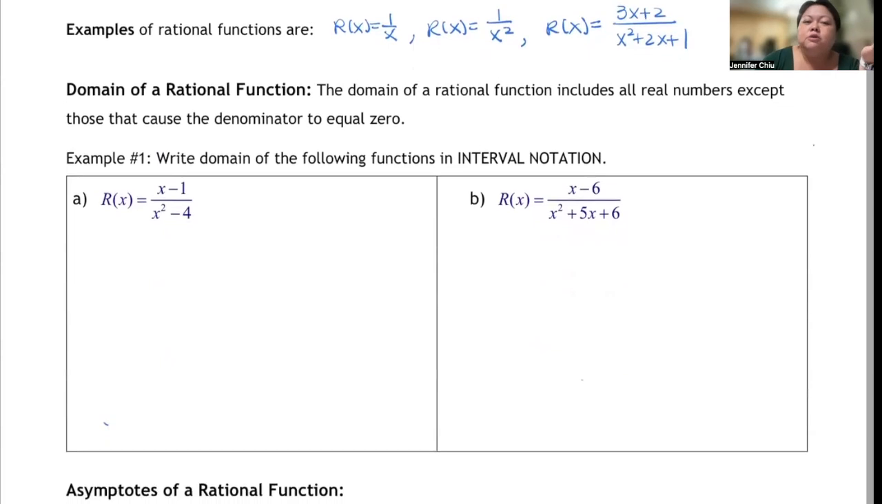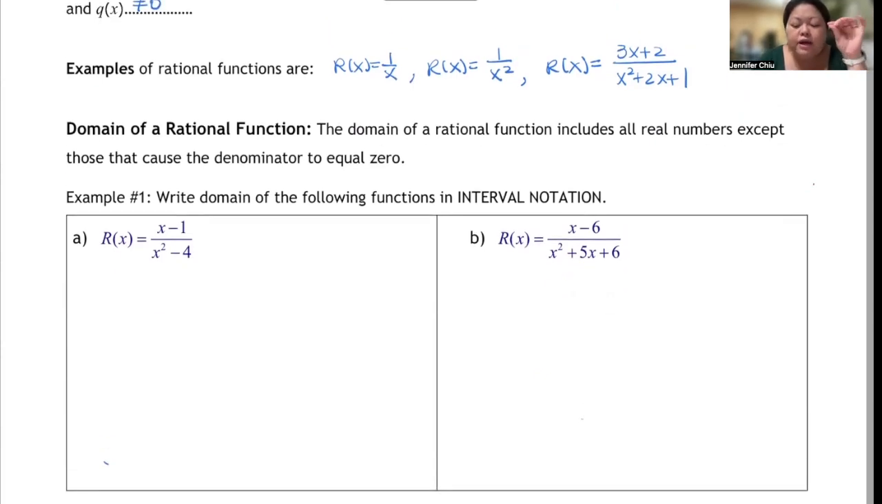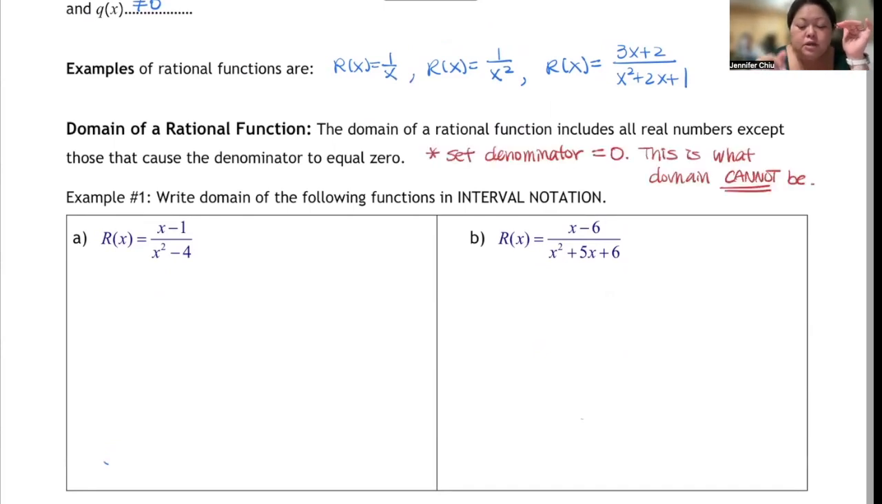Remember how we need to deal with domain. We need to know whether or not there are numbers that cannot be. So the problem with the domain of these is that it says the domain of a rational function includes all real numbers except those that cause the denominator to equal zero. Basically, your denominator cannot equal zero. But we haven't done things like that. So the trick is to go ahead and set your denominator equal to zero, solve for that, and that's what your domain cannot be. All right.